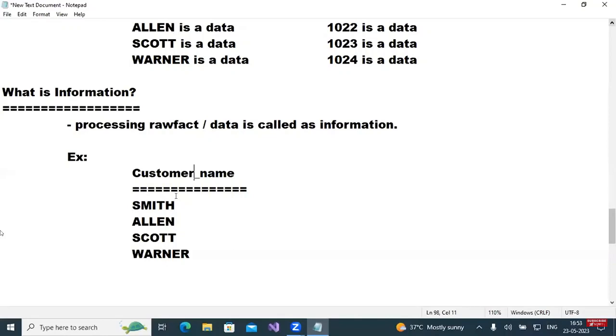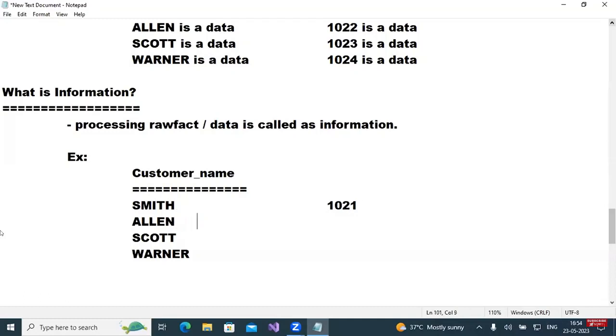When the data can be understood by the user, when the user can predict it, that kind of data is called information. When the data cannot be understood by the user, when the user cannot predict it, then that is called a raw fact. So both look the same, but there is a slight difference.